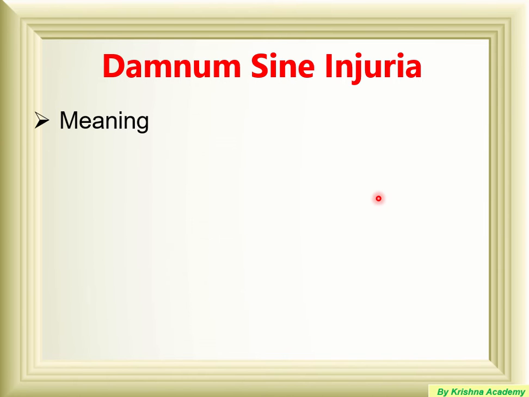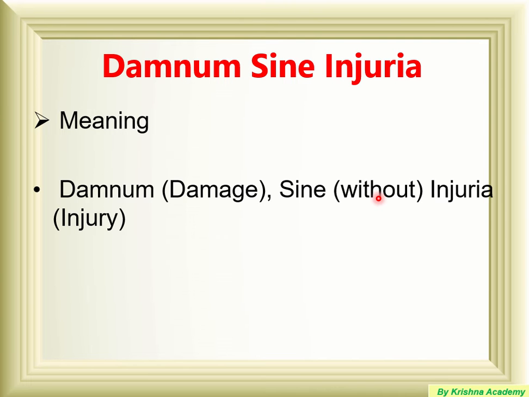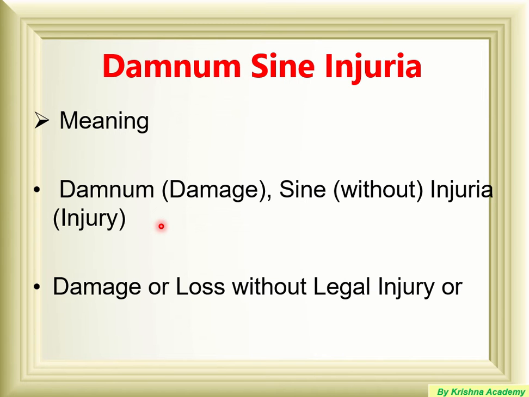Meaning of the legal doctrine. We can understand that damnum literally means damage. We put a comma here. Sine means without. Injuria means injury. You will be surprised at what the difference is between damage and injury. Yes, there is a difference in law between damage and injury, and you will get clarity on that.